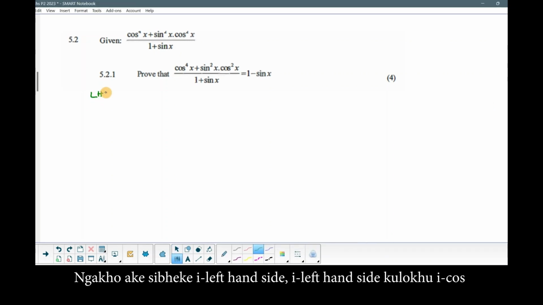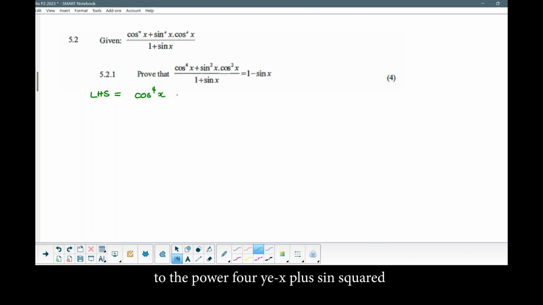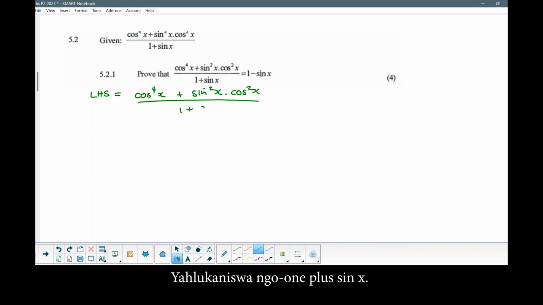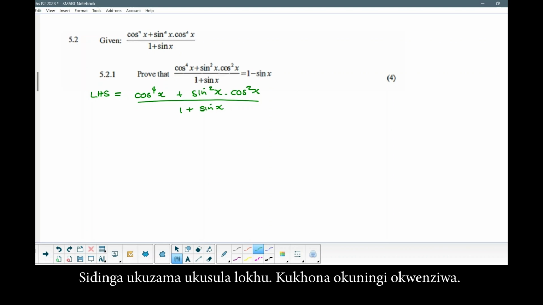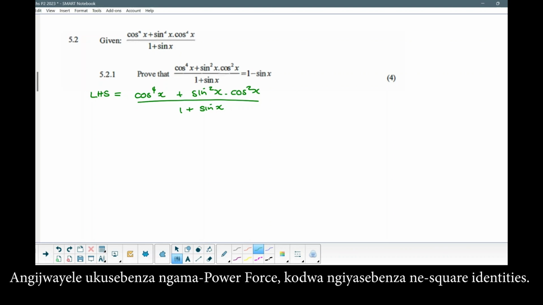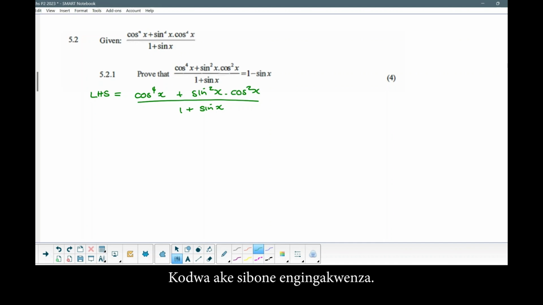The left-hand side in this case is cos to the power 4 of x plus sine squared x times cos squared x. Divide that by 1 plus sine x. Right, now let's have a look at the numerator. We need to try and simplify that. There's a lot going on. I'm not used to working with power 4s, but I do work with square identities. But let's see what I can do.